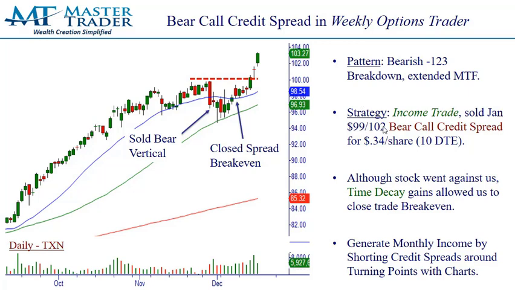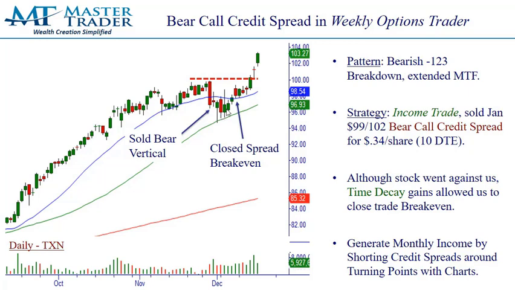We sold the 99-102 bear call spread, which is above resistance, and it was 10 days of risk, took in 34 cents a share, so on a 10 lot, that's $340. It broke down, so we had a nice open gain at that point in time, but no reason to close out. Then another bearish bar engulfing, that looked great.